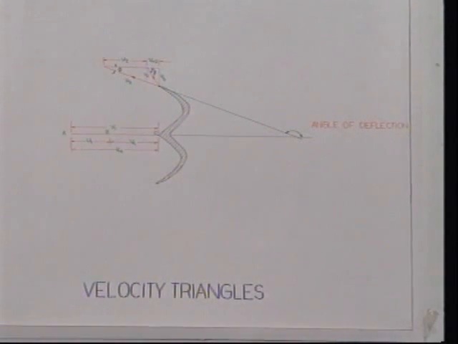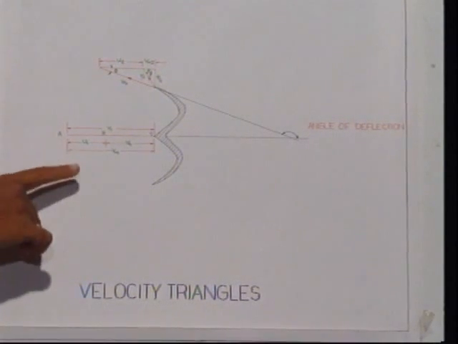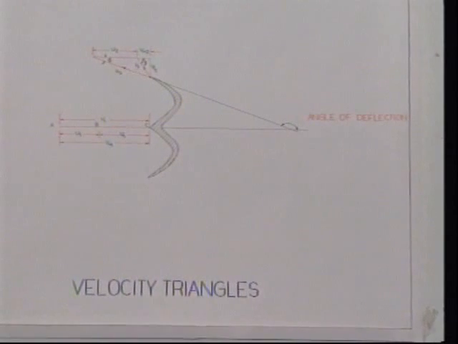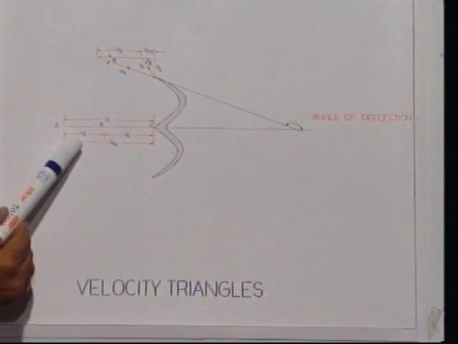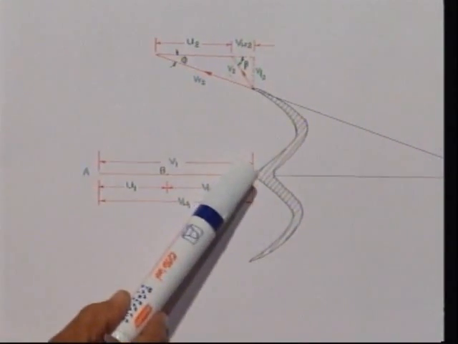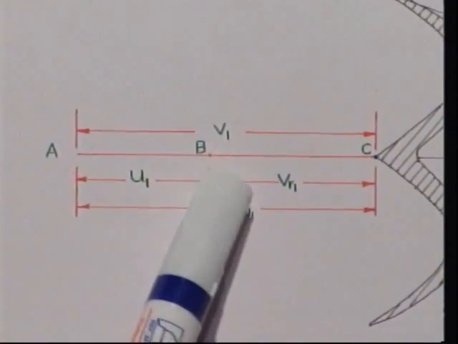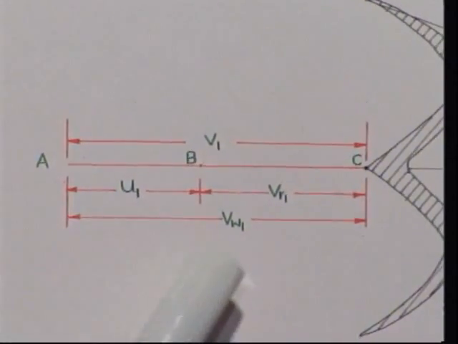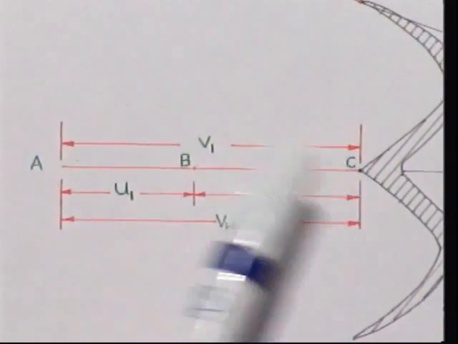Now we draw the velocity triangles for the blade. Since the water enters directly onto the splitter, the inlet velocity triangle is drawn like this. Here u1 is the velocity of blade, v1 is the absolute velocity of water. Since both are in the same direction, the relative velocity will be the difference of these two, V1 and u1. We can say the velocity of whirl Vw1 is equal to V1, which is shown as AC.